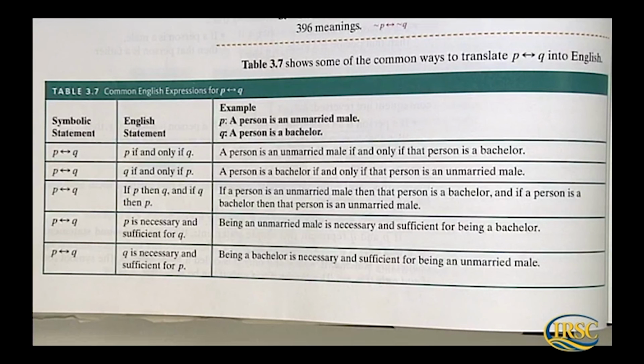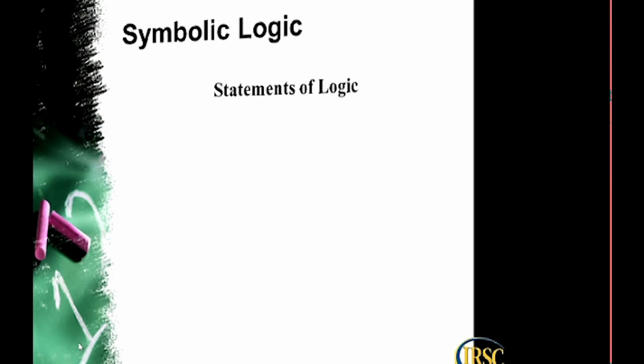Okay, being an unmarried male is necessary and sufficient for being a bachelor. Or you can reverse the order. Being a bachelor is necessary and sufficient for being an unmarried male. Because again, the order of your statements does not matter in an if and only if. So any questions there? So let's go through these symbols now.